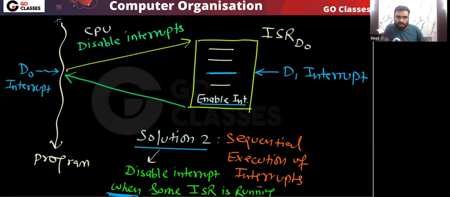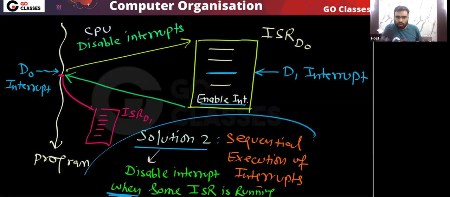Now what will the CPU do? It will go to the original program. Remember one more thing: when the CPU goes back to the original program, it will see that D1 has interrupted. The CPU will check the D1 interrupt because now the interrupts are enabled. So when the CPU resumes this program, it will check, okay, D1 has interrupted, and now the CPU will run the ISR of D1. Is this clear?